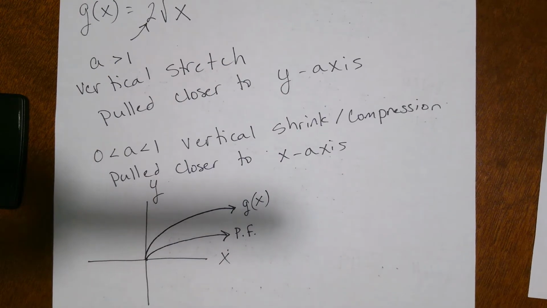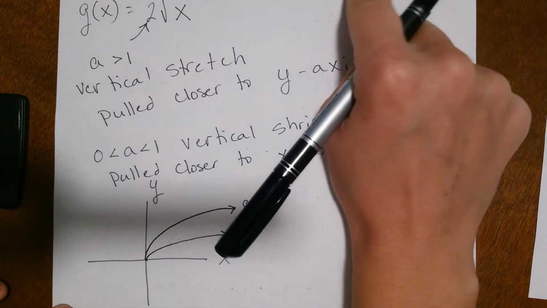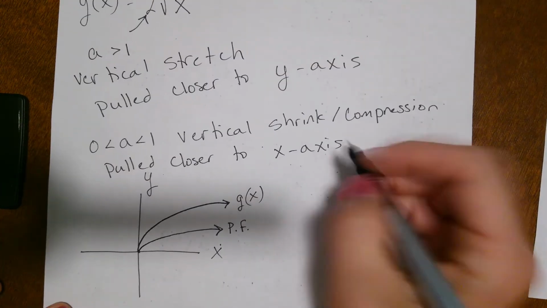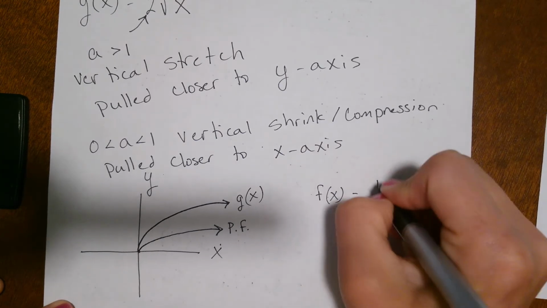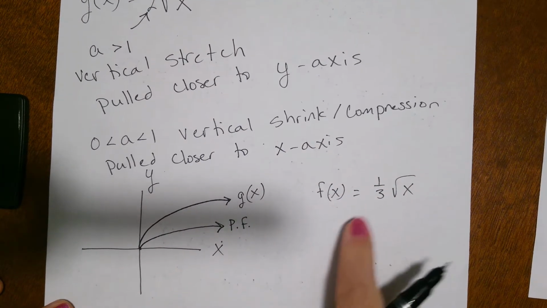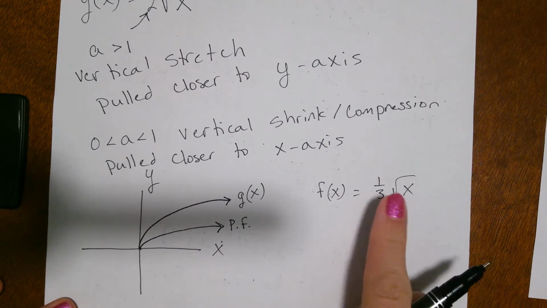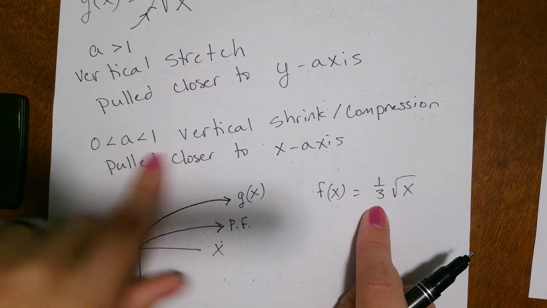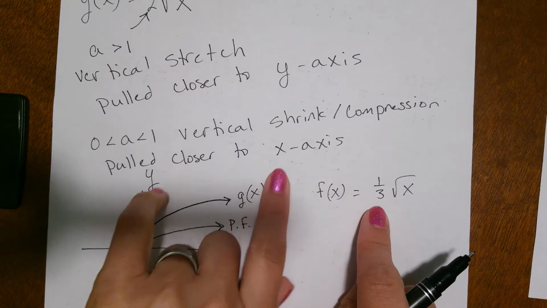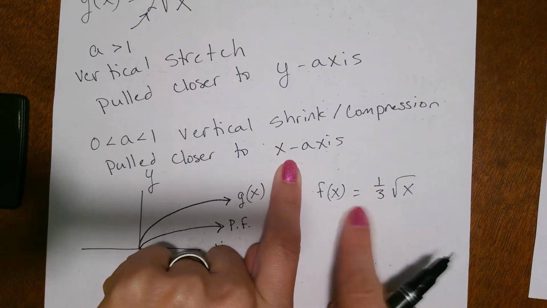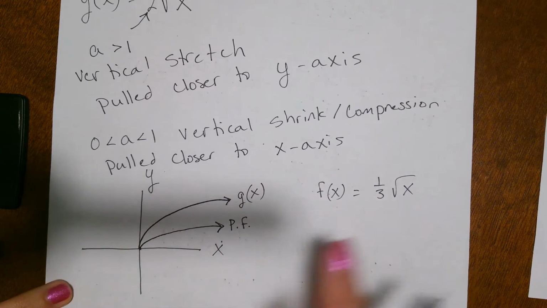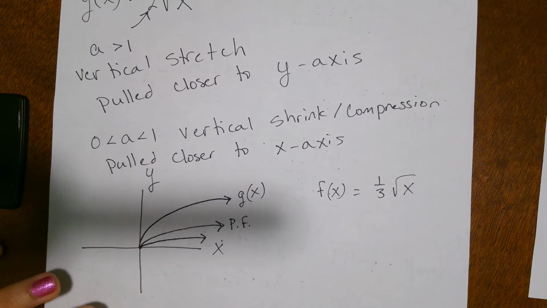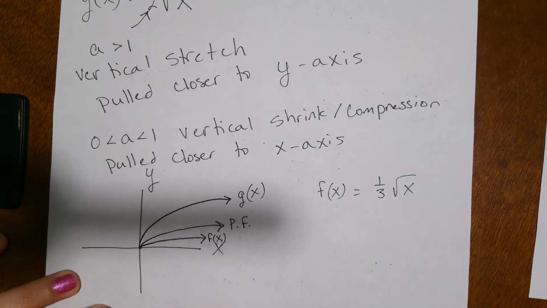All right, so what does it look like if I had a vertical shrink or a vertical compression? So let's say that f of x is 1/3 the square root of x. 1/3 is on the outside of my parent function, so since it's multiplied, I know this is a stretch or a shrink. It's on the outside, so it's vertical. It's in between 0 and 1, so I know it's a compression or a shrink, which means it is pulled closer to the x-axis. Again, there's no shift, there's no reflection, so it starts at the same spot. It's just down closer to the x-axis. We see the difference, so here is f of x.